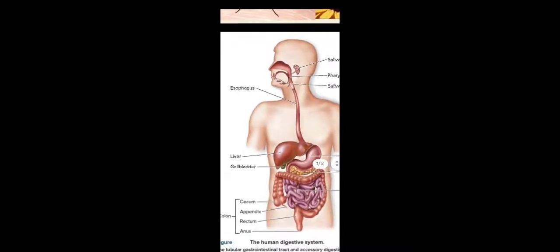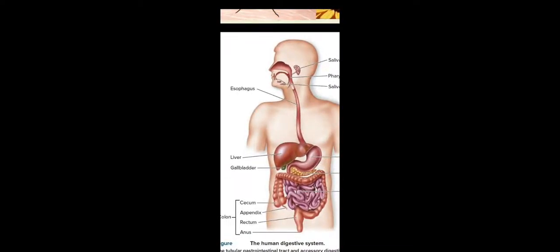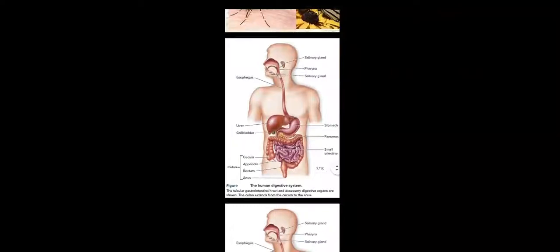mouth, and the final opening of this tube is called the anus. This is the mouth, the initial opening, and this is the anus, the final opening. And in between there are several structures. Some structures are tube-like, some are sac-like, some are oval chambers, but all these structures are like a closed compartment with coiled tubes. And this long structure is called the human alimentary canal or human digestive tract.